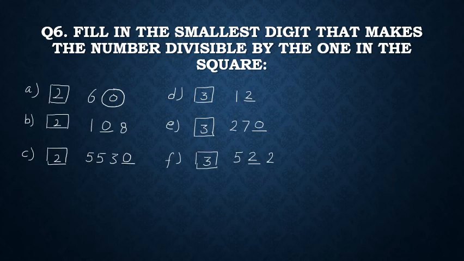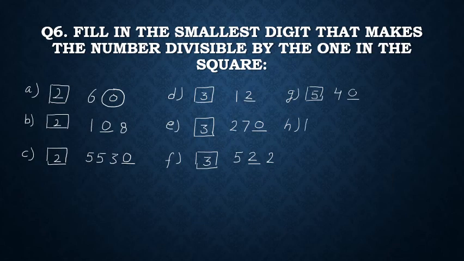Now I am going to write the G part. In the G part, the number given in the square is 5, and the digits given to us are 4 and dash. Now we know that the divisibility rule of 5 is the number must end with 0 or 5. So the smallest number we can write at the end is 0.